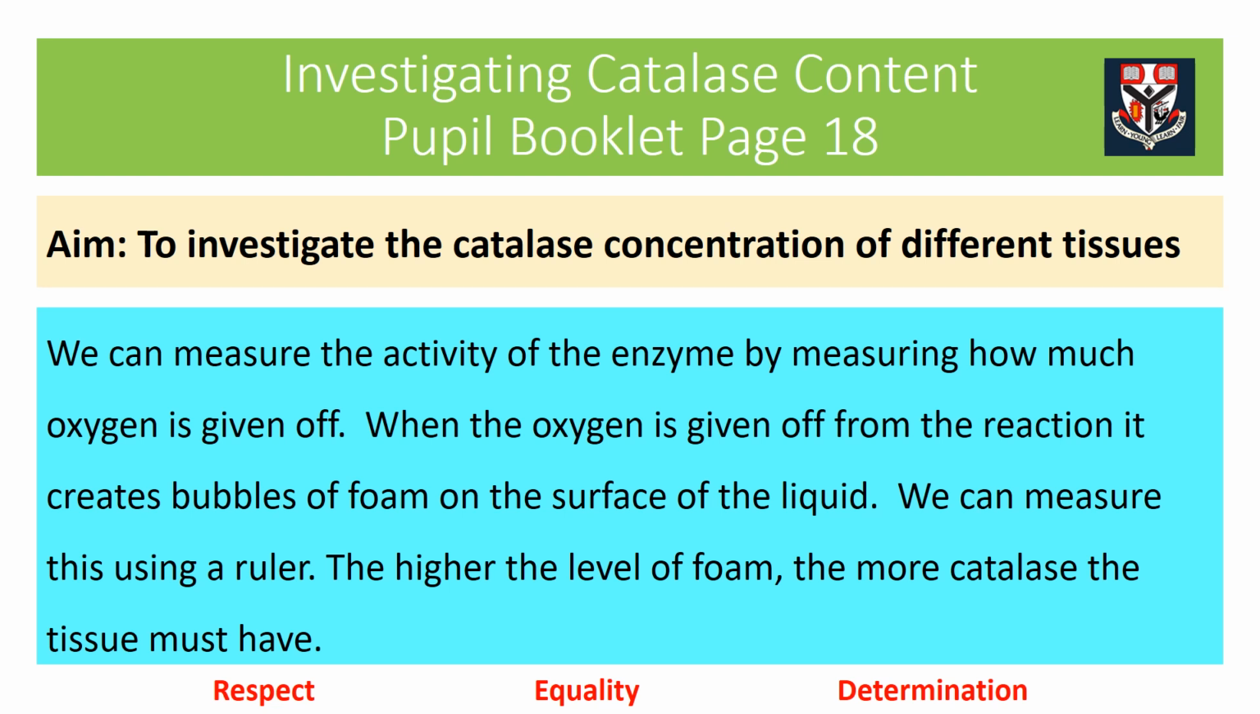From page 18 of your pupil booklet and in class, you will have the opportunity to carry out a practical investigation. The aim of the investigation is to investigate the catalase concentration of different tissue types. We can measure the activity of an enzyme by measuring how much oxygen is given off during the catalase reaction. Oxygen is a product of catalase acting upon hydrogen peroxide.